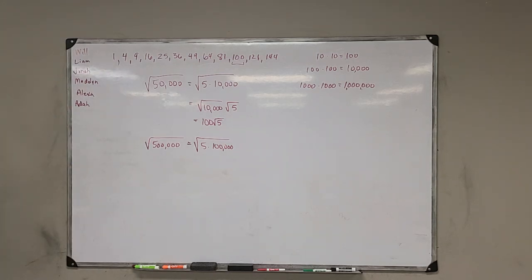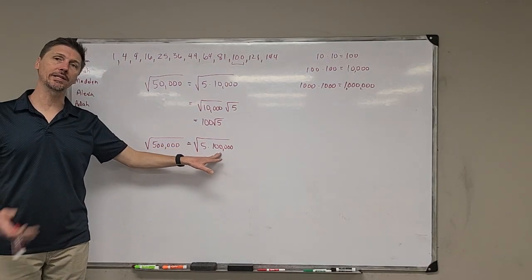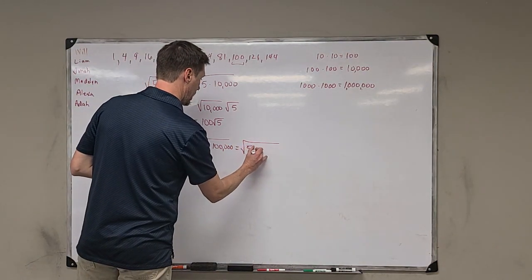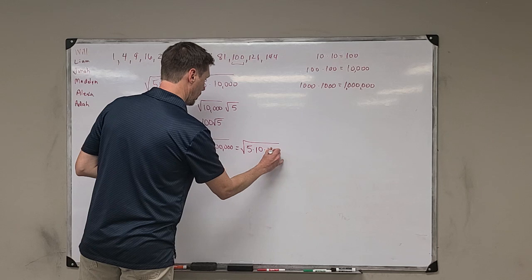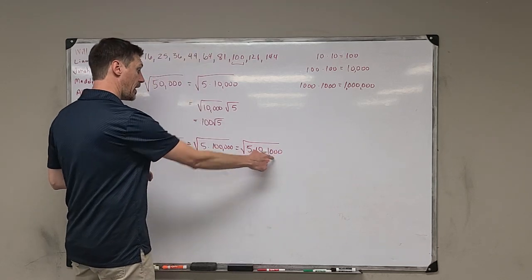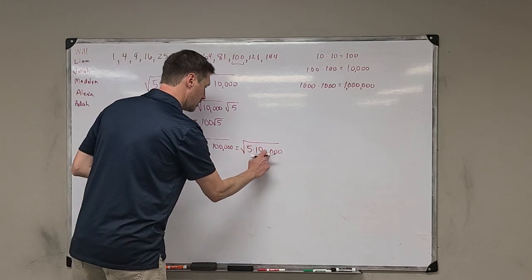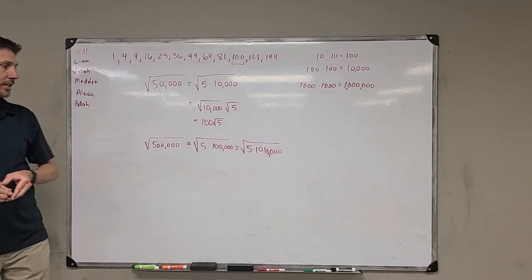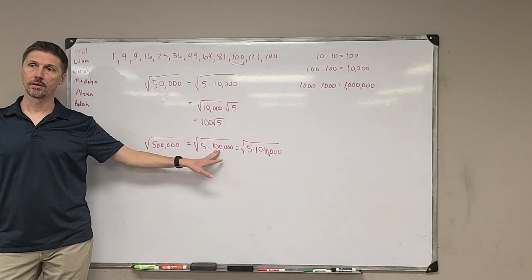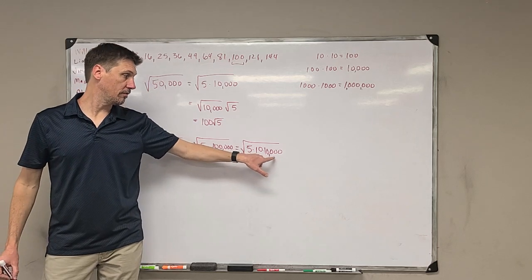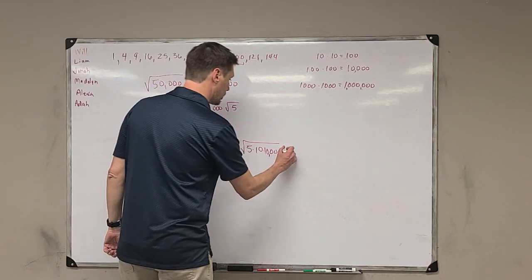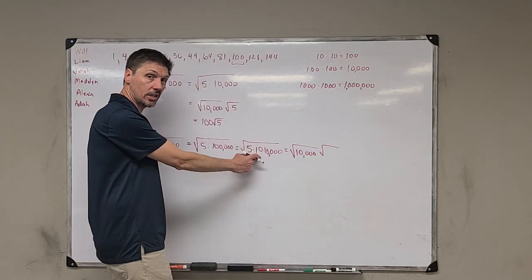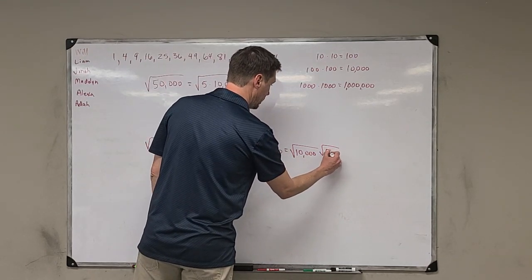But in this case, if you don't have an even number of zeros, you can actually factor a 10 out of that. So this is the same as 5 times 10 times 10,000, because 10 times 10,000 is 100,000. Now I do have a perfect square. I have a 1 followed by 4 zeros. So I'm going to rewrite that as the square root of 10,000 times the square root of 5 times 10, which is just going to be 50.